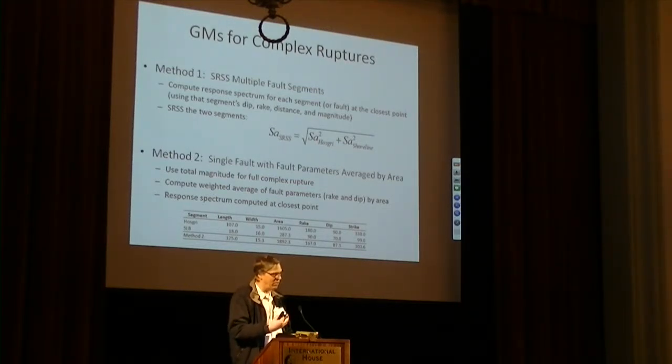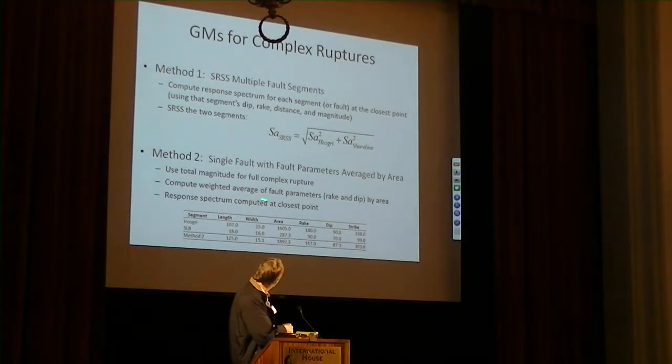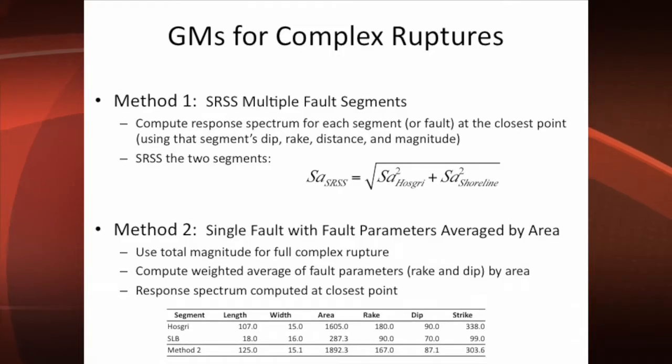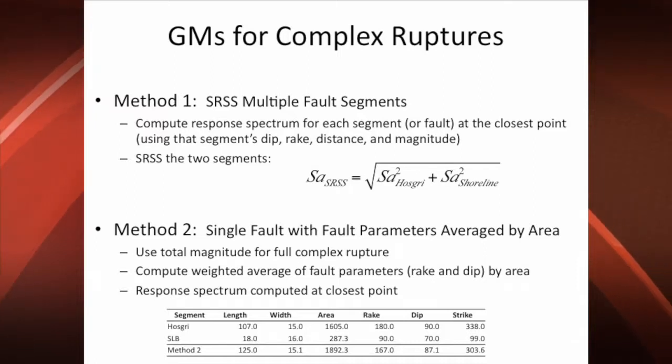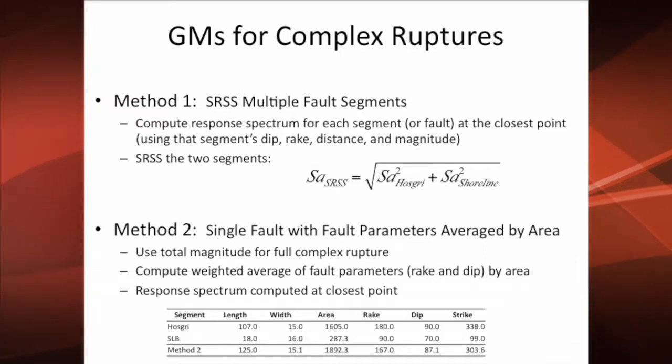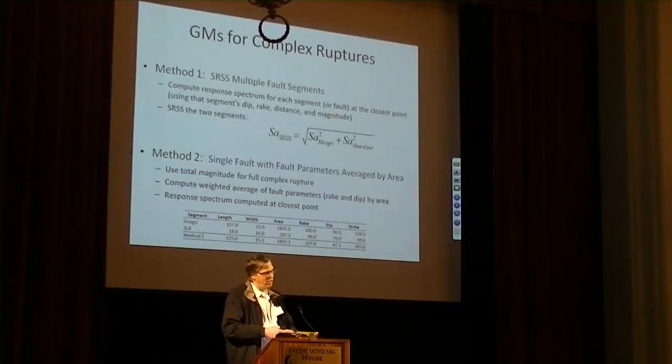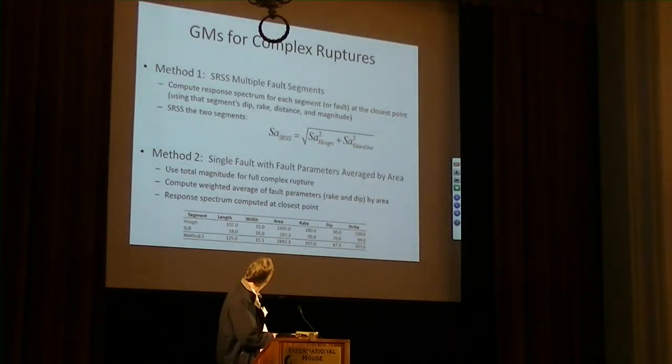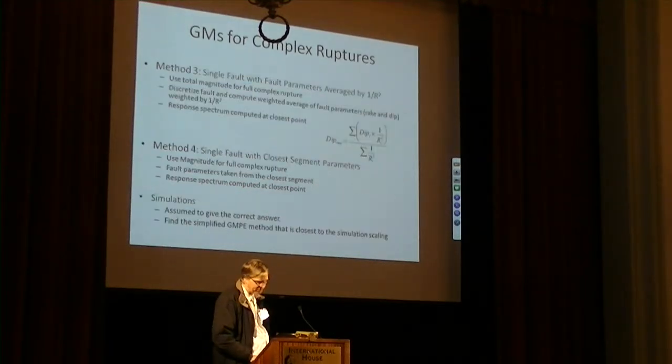They're going to arrive at the same time, and we're just going to use RVT to get a single value. The other one we'd say, take a single fault with the full magnitude of the combined pieces, and then weight the average parameters, rake and dip, by the area. So how much of the fault area is strike slip, how much of the fault area is reverse, and then plug those points in, and you plug in the distance to the closest point.